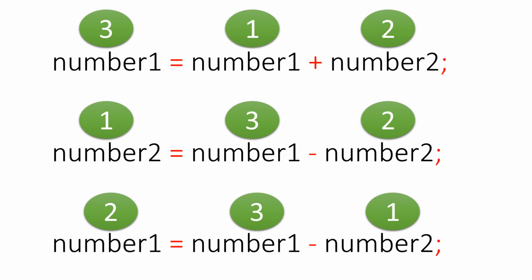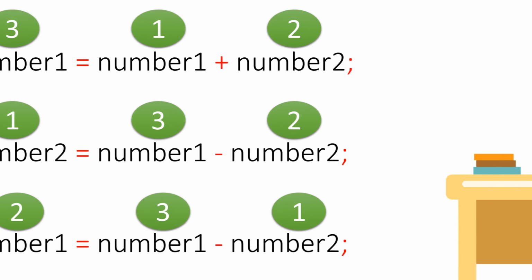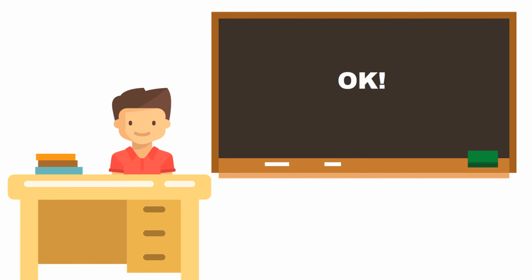This way, earlier we had number 1 equals 1, number 2 equals 2, but after these calculations, we have number 2 equals 1 and number 1 equals 2. In this way, we swapped two variables without using a third variable.